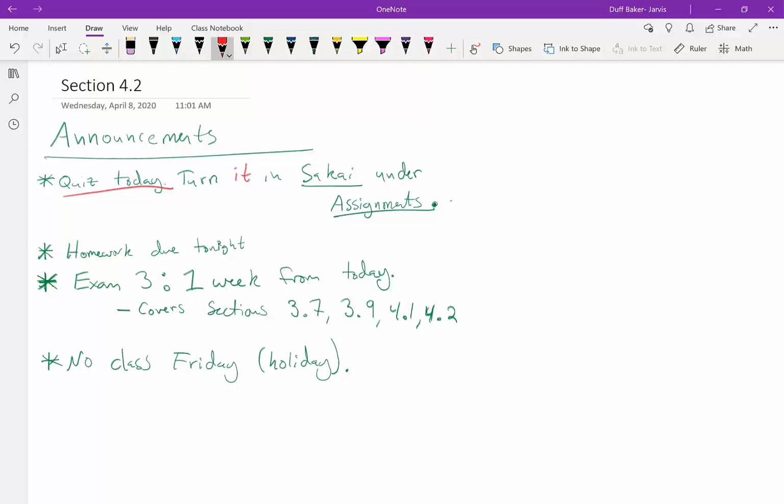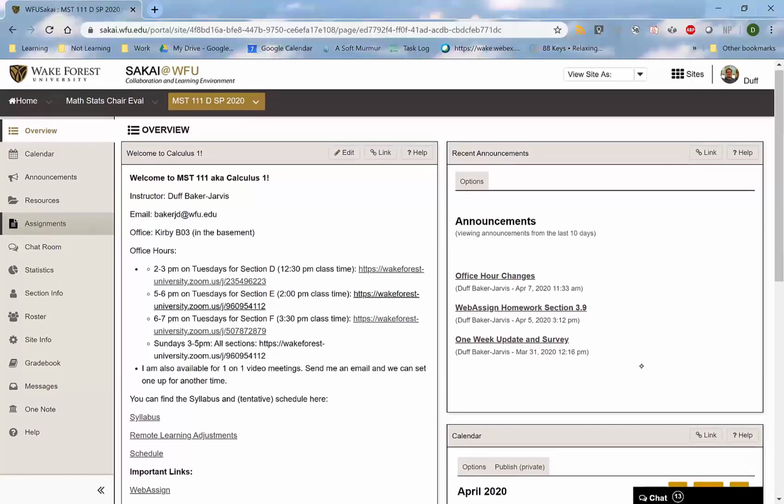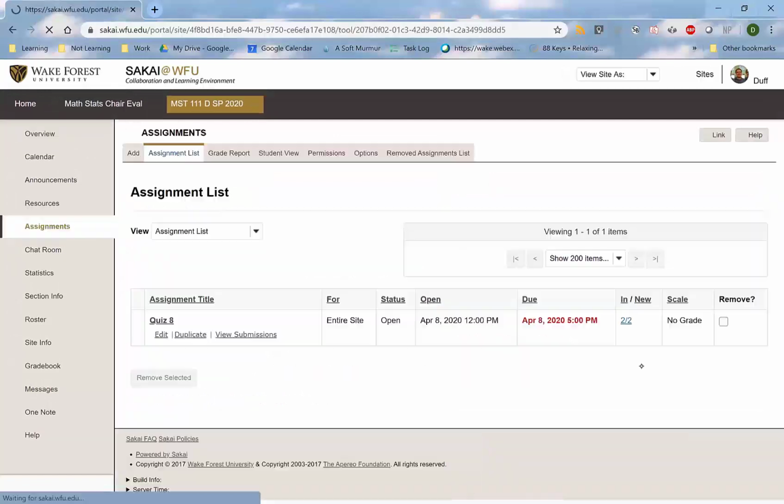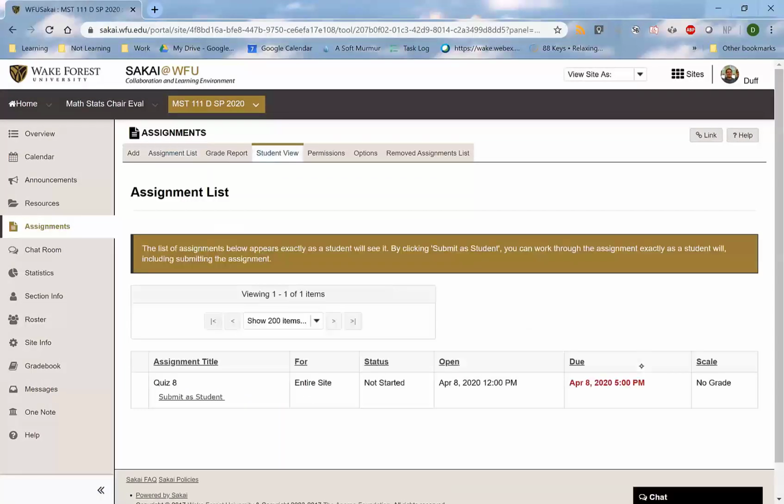And so the way that'll work is, basically, if you go to our Sakai page, then on the far left you should see this assignment thing, and yours will look different. Yours should look more like this. And you should be able to click on it and submit it.